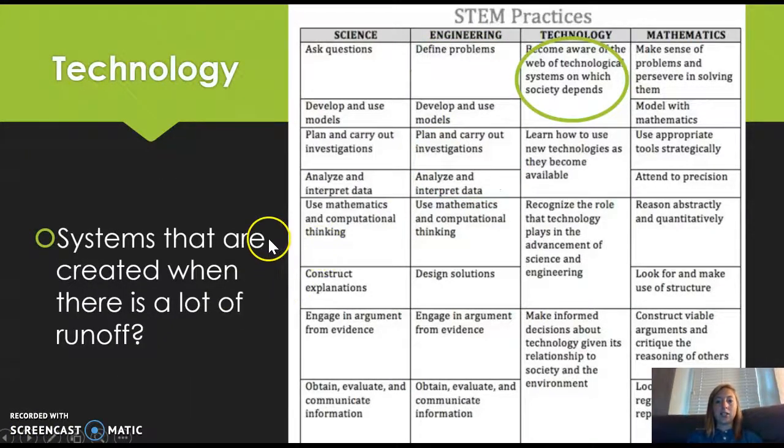In terms of technology, we really need to become aware of technological systems that our society depends on, which is infiltration, and that's just a natural system. So what are the systems that are created when there is a lot of runoff, and what type of societal things actually cause this? Also, we did use the watershed simulation, which is a technology investigation that students can use in the classroom in order to help them explore this.